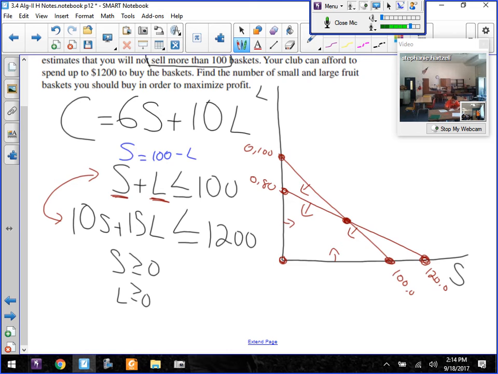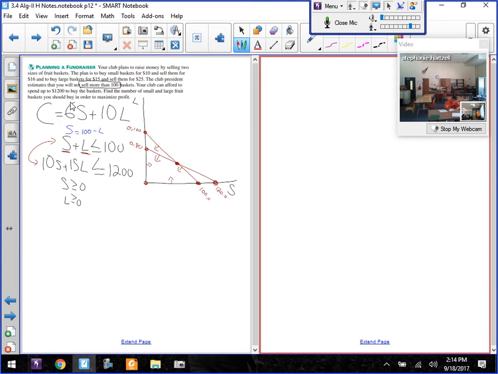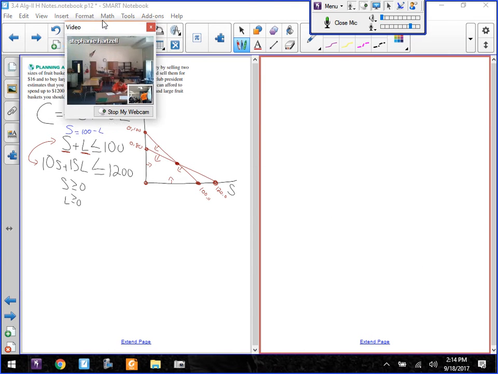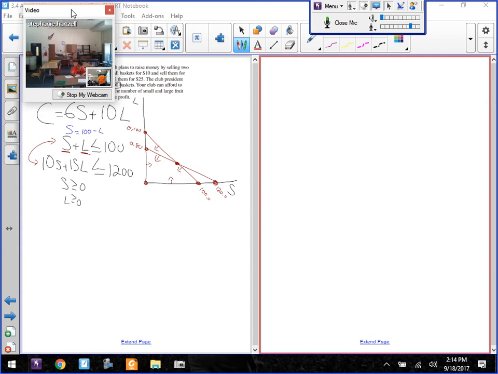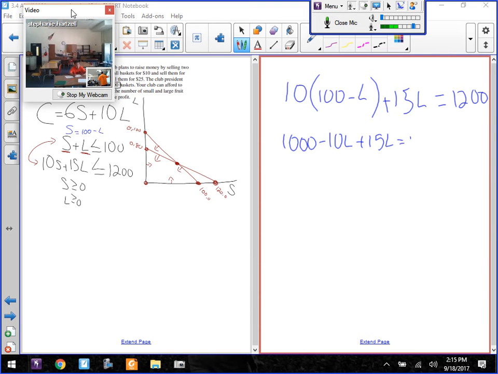So now what I'm going to do is say that 10 times 100 minus the large basket plus 15 large is 1,200. You okay with that? Substitution. We're solving where those points intersect. All right. 1,000 minus 10 large plus 15 large is 1,200.